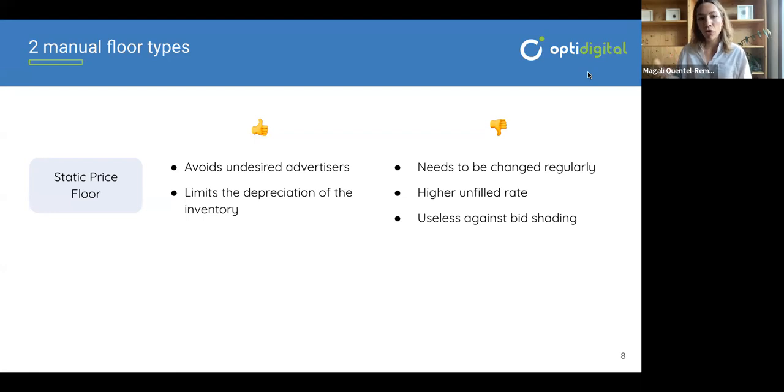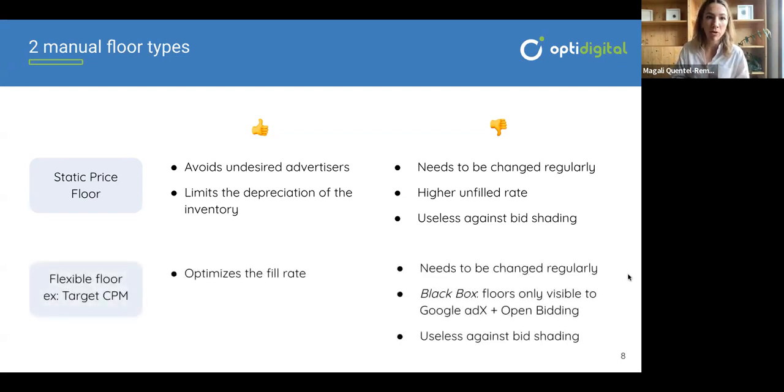One thing that you should know is that on the buy side, the buyers use very powerful technology offered by DSPs, called bid shading. Basically, these technologies tend to find the cheapest and most efficient path to buy your inventory. The objective of bid shading is to make the price as low as possible for the buyer. If you set up a static price floor, thanks to this strategy they manage to find what the static price floor is, and they are going to try to buy at the cheapest price at this floor. So it's useless.